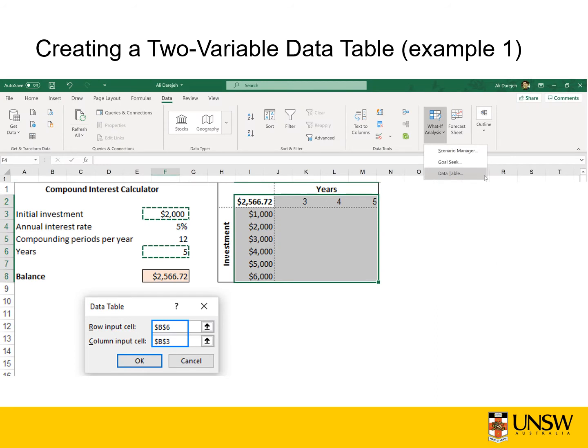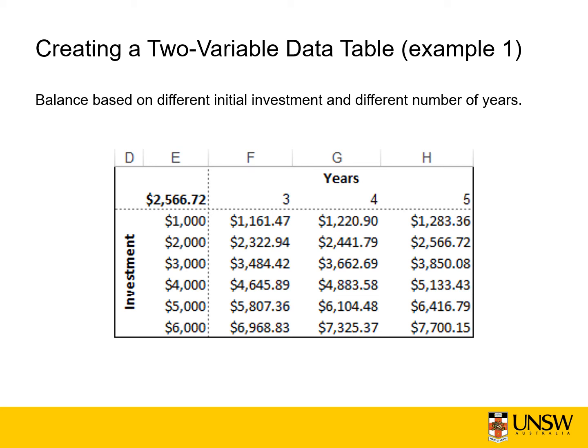In this step, select the entire table range and go to the What-If Analysis and click Data Table. In the row input cell box, enter the reference to the input cell for the variable values in the row. In this example, it's B6 that contains the years. In the column input cell box, we should enter the reference to the input cell for the variable value in the column. So type B3 that contains the initial investment value. As you can see here, Excel calculated the balance based on different initial investment and different number of years.